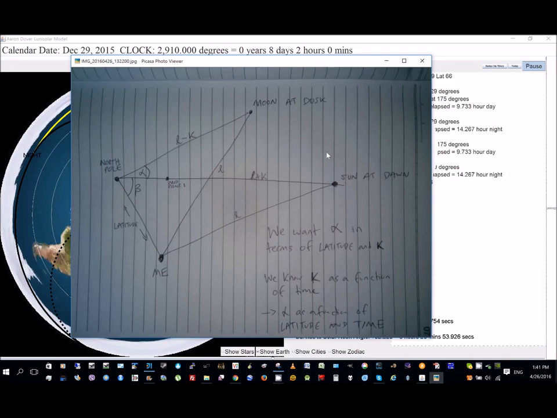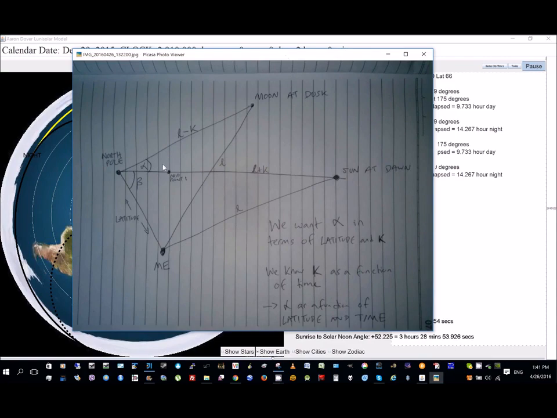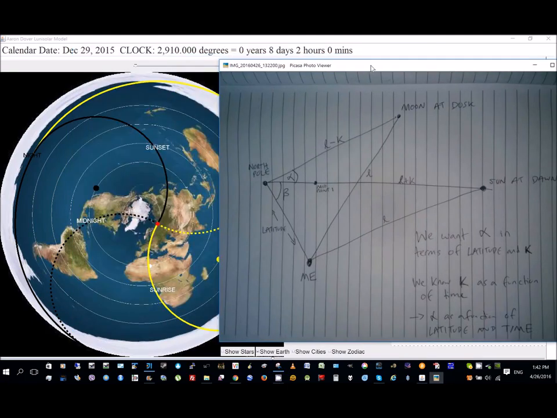So you can basically then just plug them into some trig function, and then you can calculate this alpha, this angle in terms of K. So we want alpha in terms of latitude and K. Now K is a function of time. K is the distance from the North Pole to that red dot.